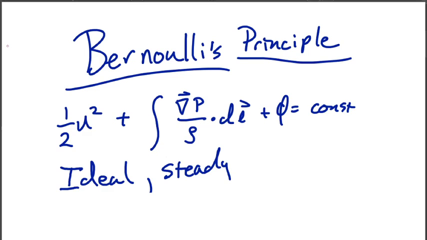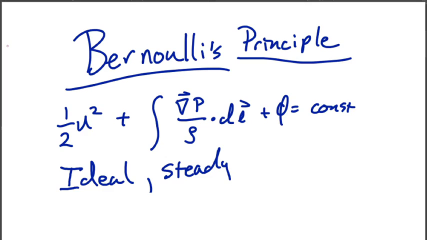A powerful tool for understanding steady flows is Bernoulli's principle. Bernoulli's principle states that there's a conserved quantity in the flow, which is 1/2 u squared. This is the kinetic energy per mass. So it's 1/2 rho u squared is the kinetic energy, and we've just divided the rho through. The kinetic energy per mass plus an integral of the gradients of pressure dot dl plus our phi, our potentials from forces that have a potential representation to them. All of that is equal to a constant.